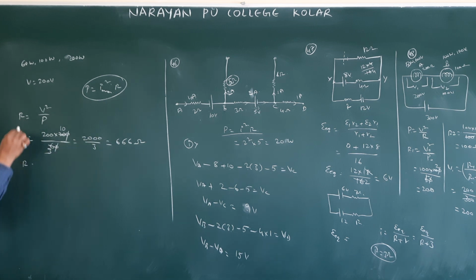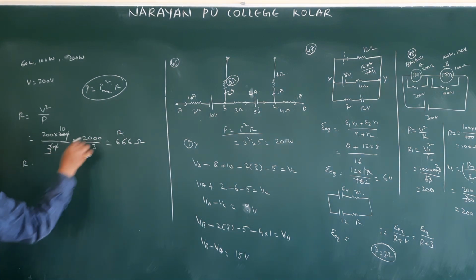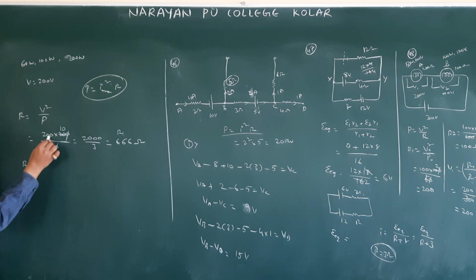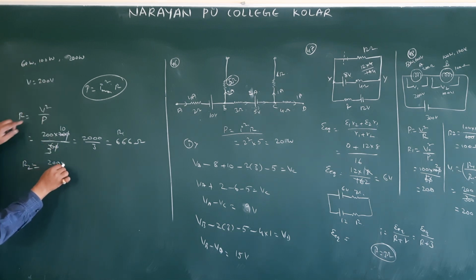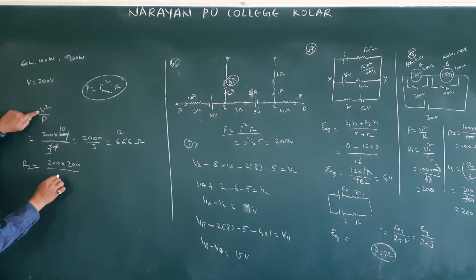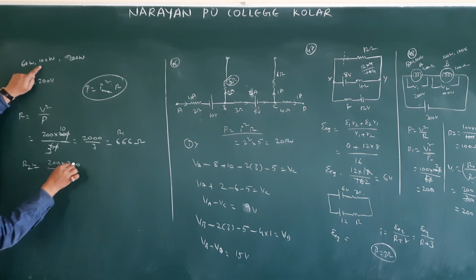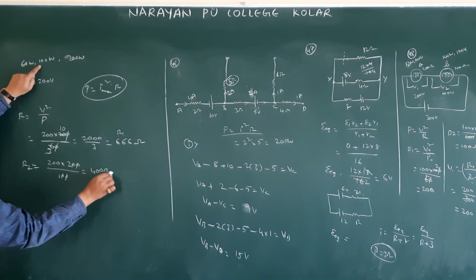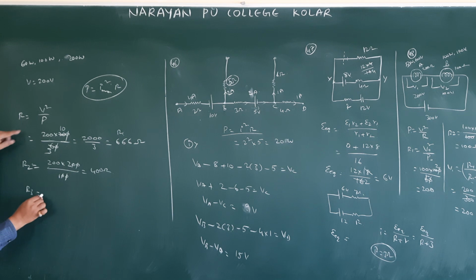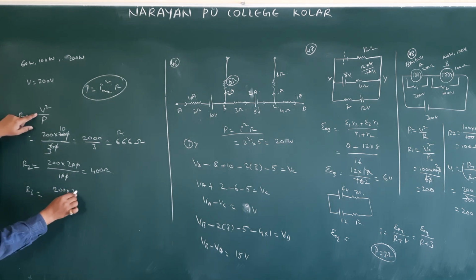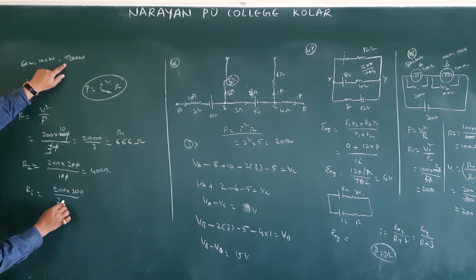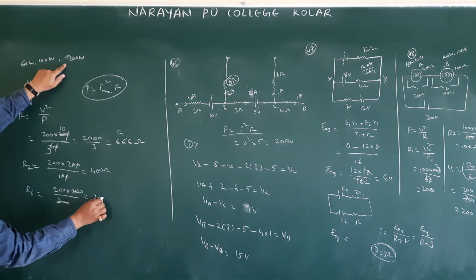Next, the second bulb resistance. Let us say this is R1. Now R2, with the same formula: 200 into 200, V square by P, now power value 100. That is 400 ohms. Now R3 is the same formula, 200 into 200, and now power is 200, so 200 ohms.